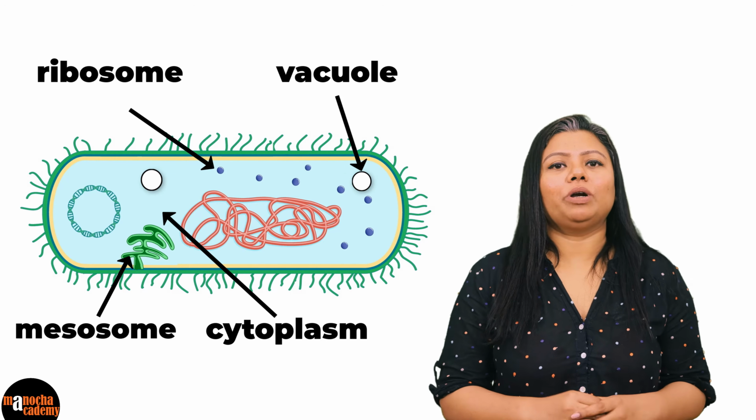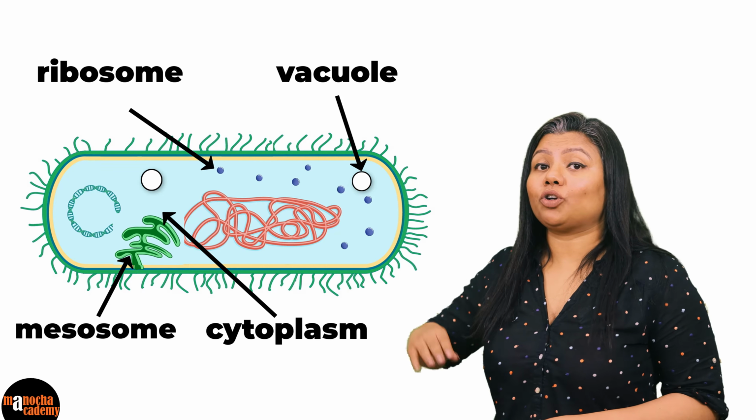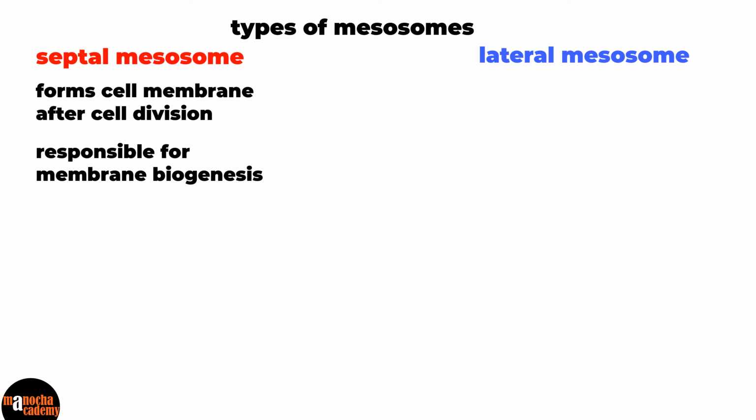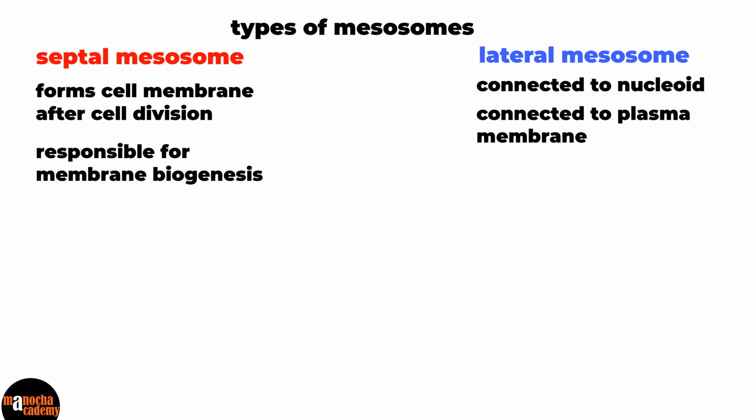Mesosomes are inner foldings of cell membranes which form a structure like this. Mesosomes can be of two types, septal mesosomes and lateral mesosomes. The septal mesosomes have been shown to form cell membrane after cell division. So it is believed that these mesosomes are responsible for development of cell membrane or membrane biogenesis. Lateral mesosomes are connected to the nucleoid, that is the genetic material, and the plasma membrane. So it is believed that the lateral mesosomes are responsible for division of the nucleoid.